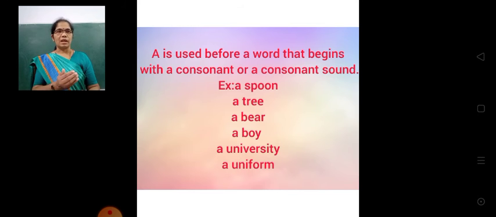Again, the next example, beer. B-E-E-R, beer. Here the first letter is B, a beer. The same rule we have followed here also. Next example, a boy. Here also we have followed the same rule: B is a consonant, and we have used the article a.